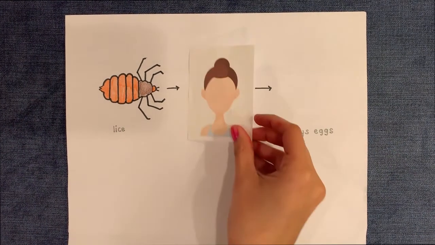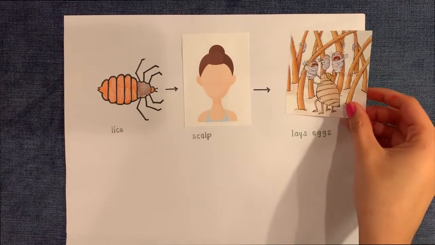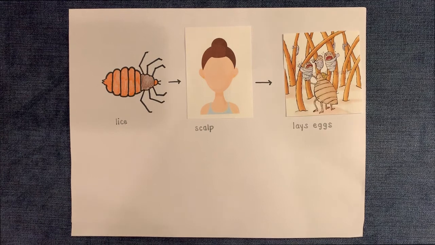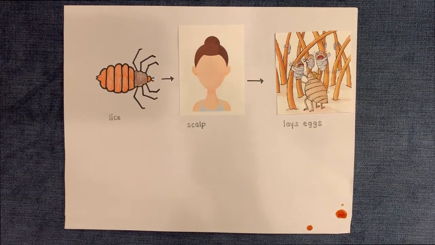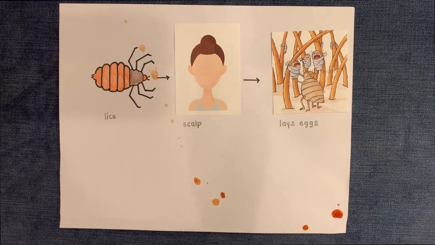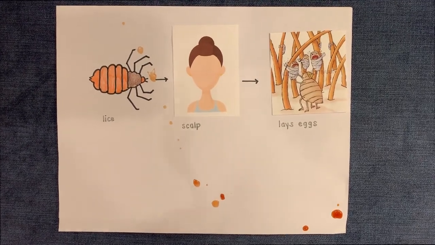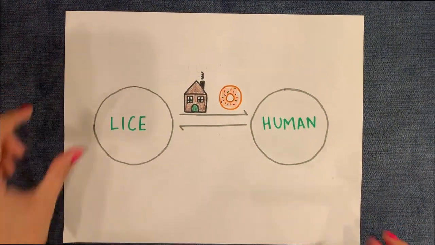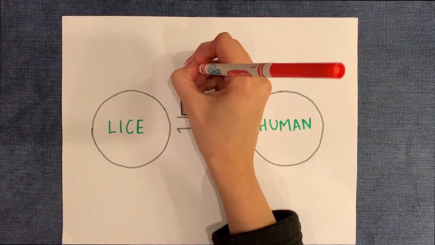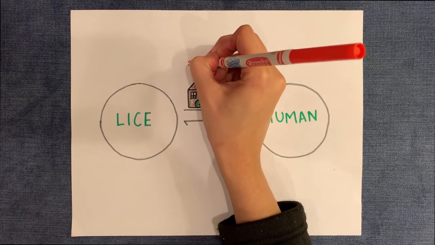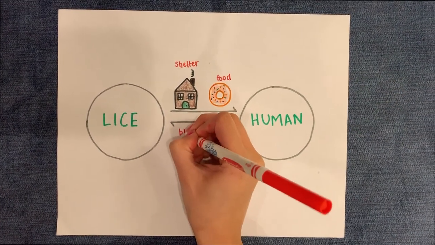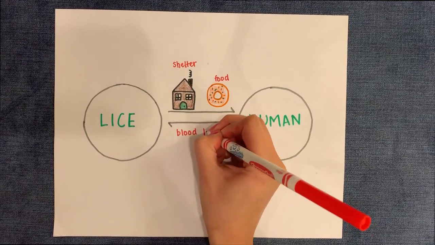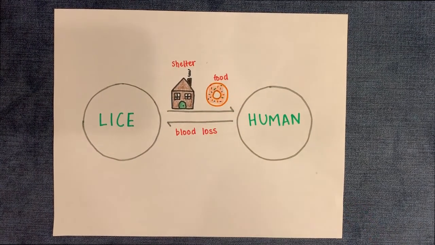Lice will infiltrate your scalp and lay eggs, spreading throughout your hair until most of your head is covered with those pesky little organisms. Lice benefit from your scalp by drinking your blood for nutrition. So in this instance, one microorganism is benefiting in the fact that they are getting shelter and food, while the other organism is being harmed in the sense that it is losing blood to foreign invaders.